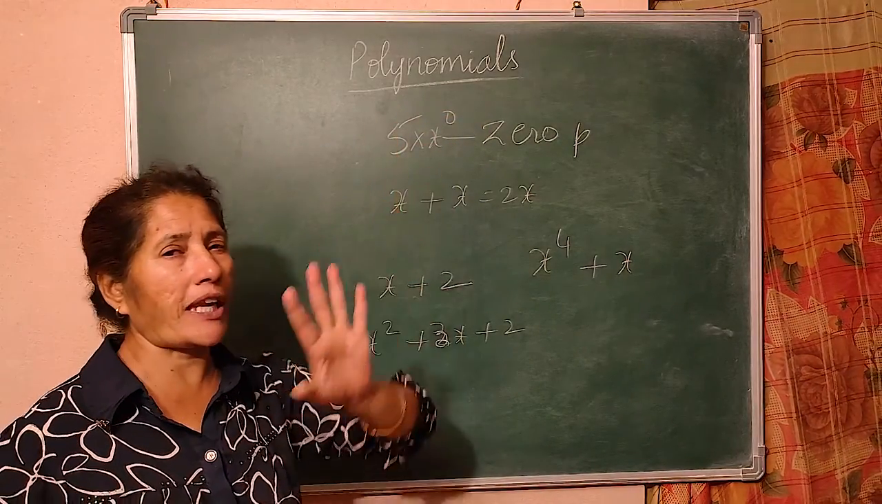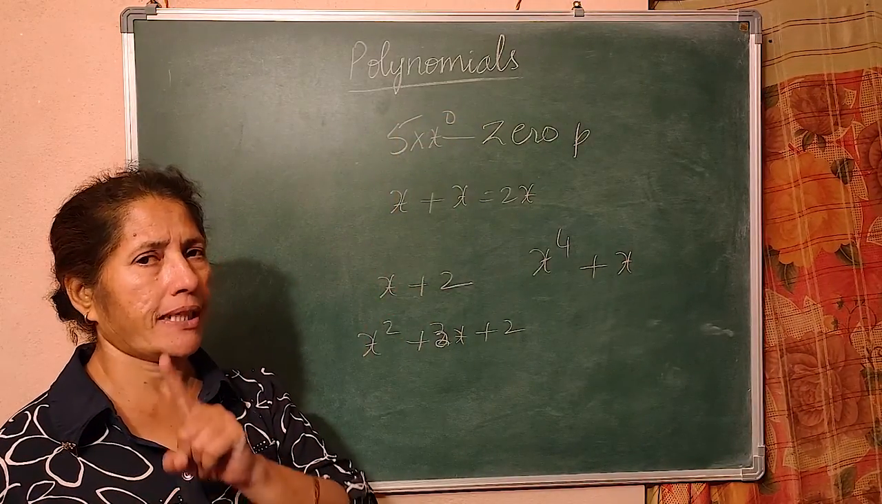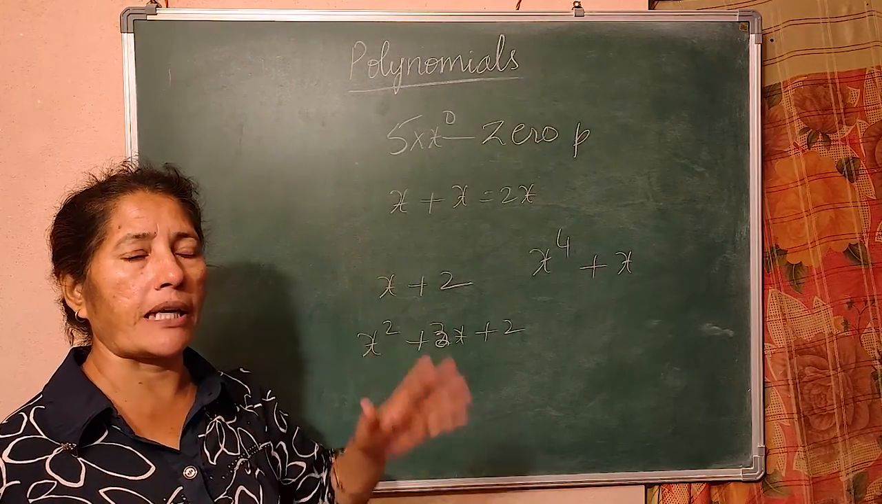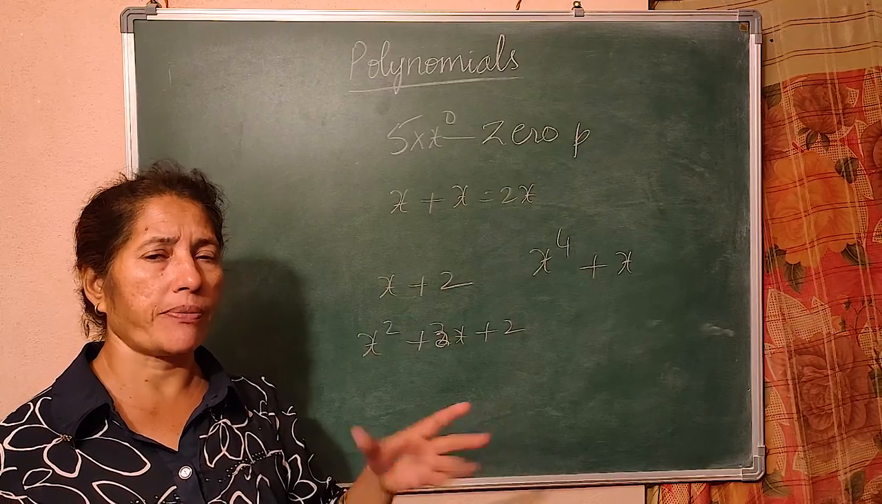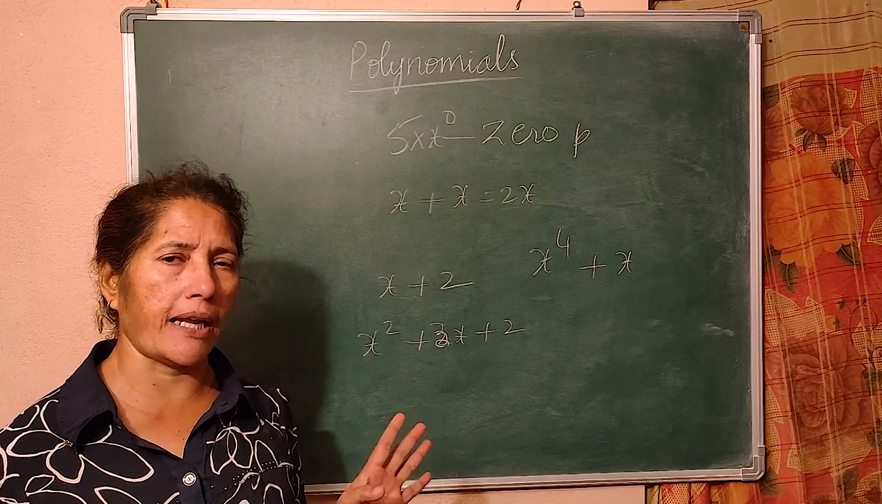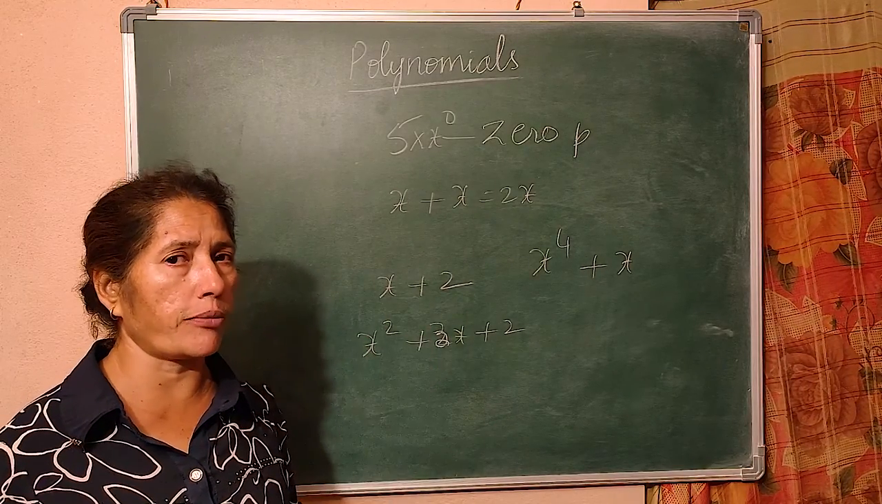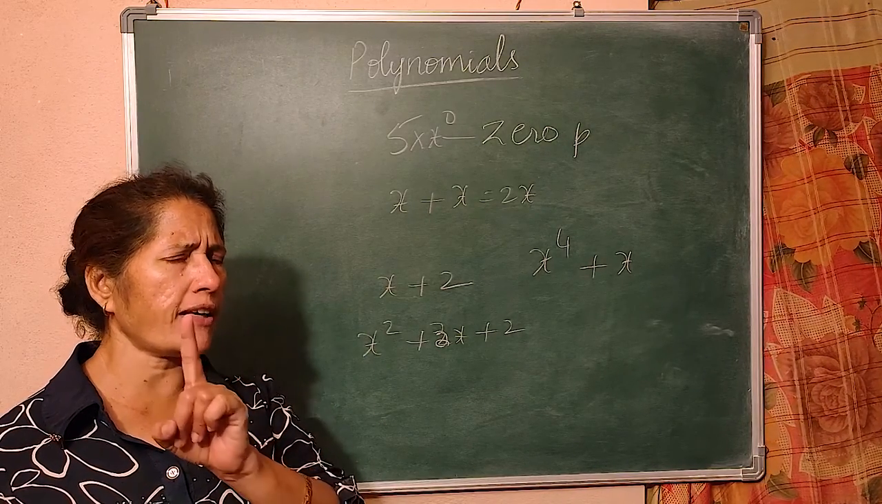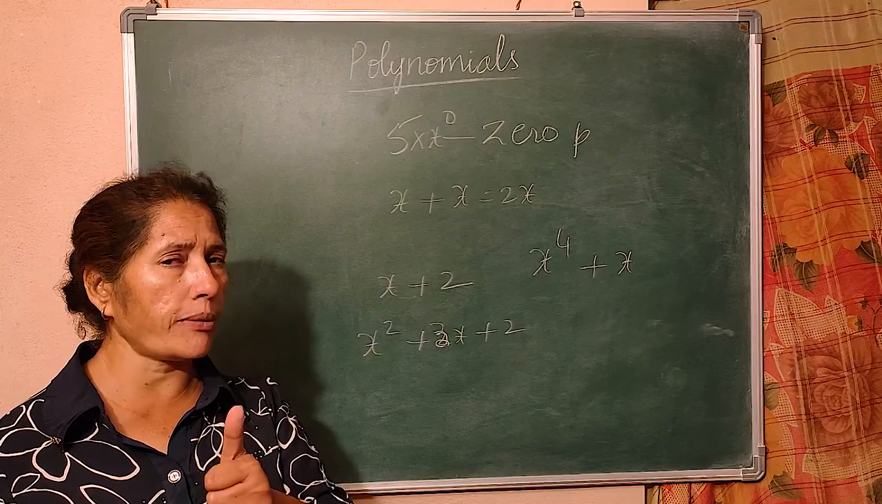So, any number to the power of 0 is 1. That is why 5 is called a zero polynomial. Any number, if you want to put 10, is a zero polynomial. Minus 5, zero polynomial.